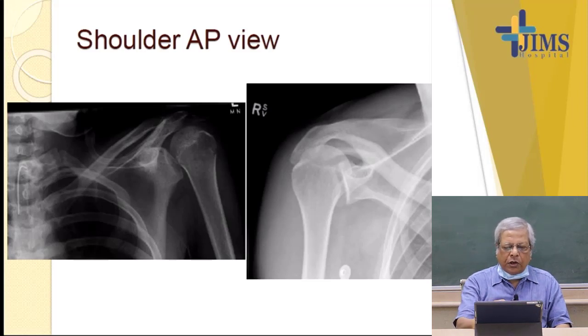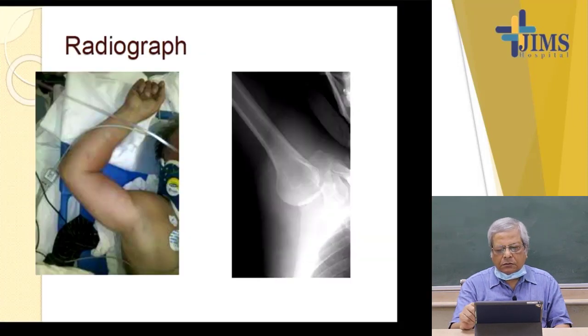This is a shoulder joint AP view, normal. Here, you look, the humeral head lies posterior to the glenoid. This is X-ray evidence of a posterior dislocation of the shoulder. This is also a posterior dislocation of the shoulder.